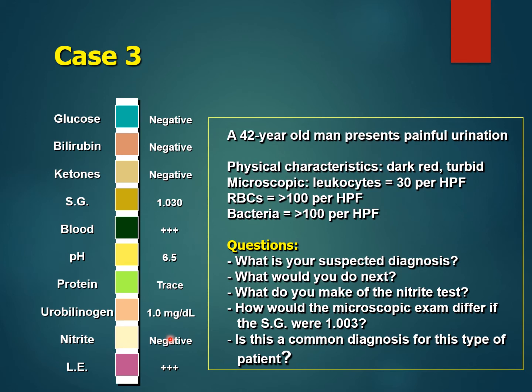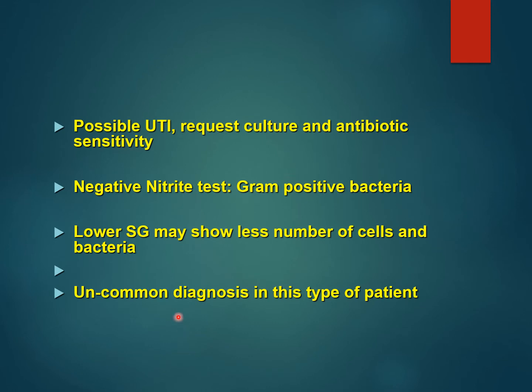Nitrite is negative. That's to say this infection is not Proteus, because if it were, it might be alkaline urine. The leukocyte esterase is three pluses, so the white blood cells are high. So what could be the problem with this patient? Definitely this patient has some sort of UTI. What to do as the next step?